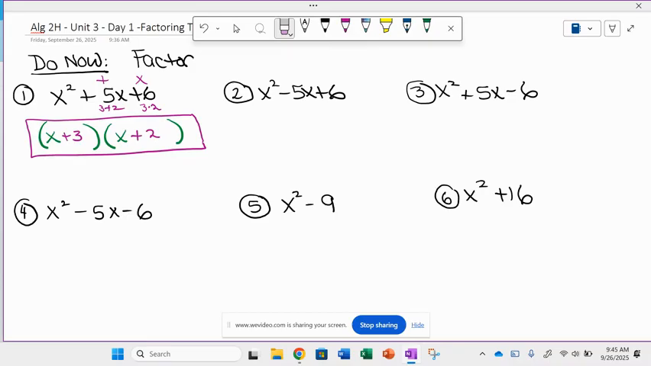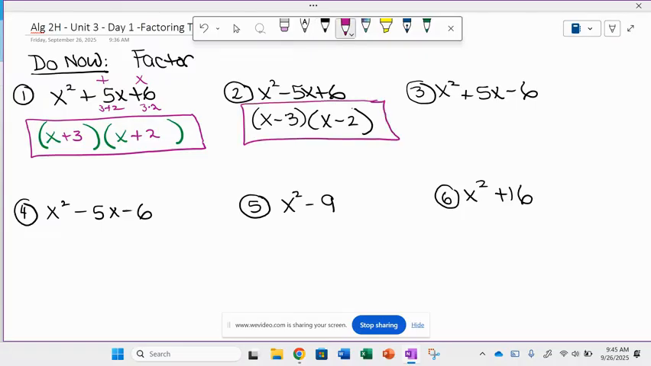Okay, who factored the second one? Next to Lily is, what's your name? Angid. You got it, x minus 3 and x minus 2. This is because we need to multiply to a positive 6 and add to a negative 5. So a negative 3 times a negative 2 is a positive 6. A negative 3 plus a negative 2 is a negative 5. Perfect.